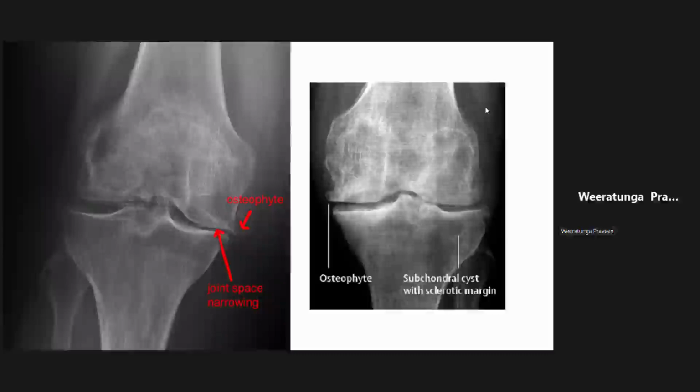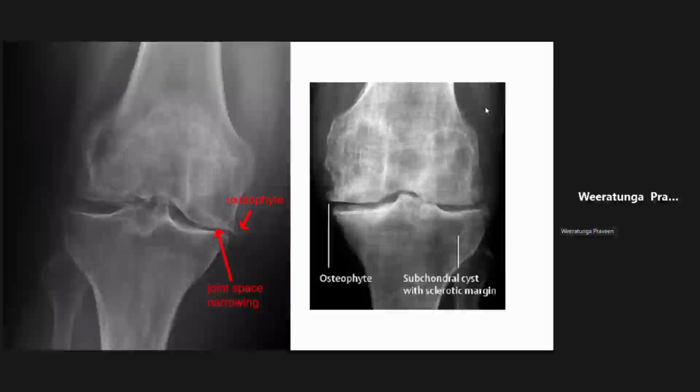Once the joint space is narrowed, the edges of the bone start rubbing on one another. They start rubbing and there is friction, and because of the friction, there is periarticular osteosclerosis. There is sclerosis around the joint edges. So joint space narrowing and periarticular osteosclerosis are two important features.